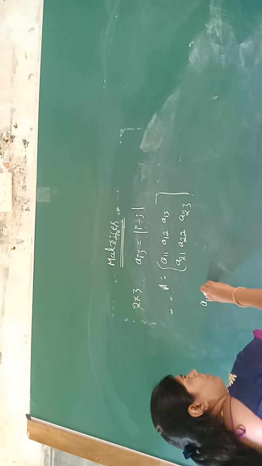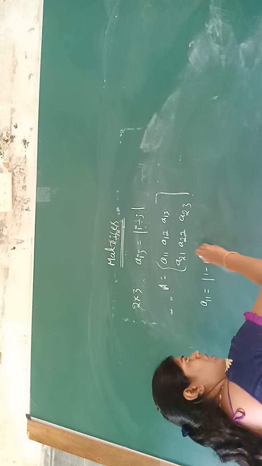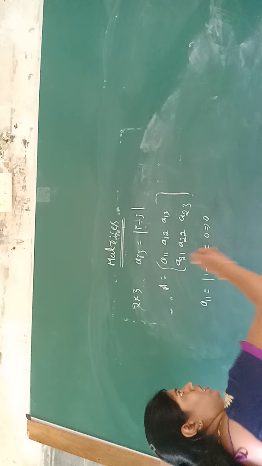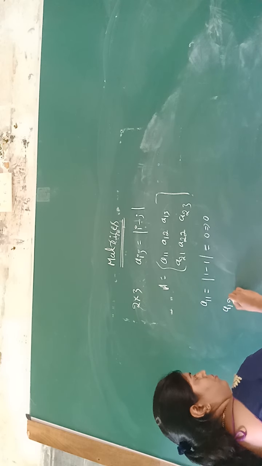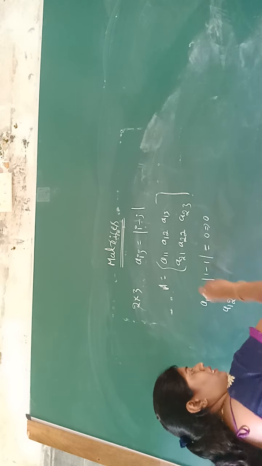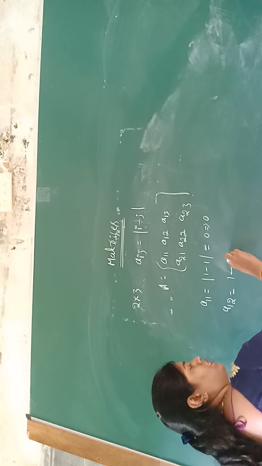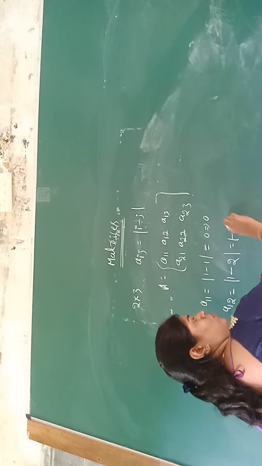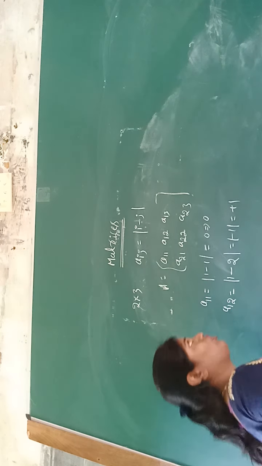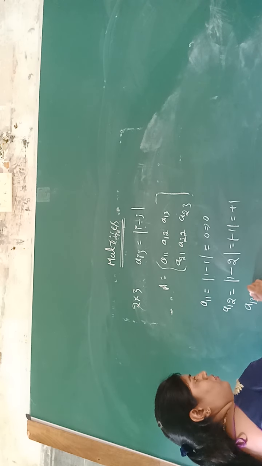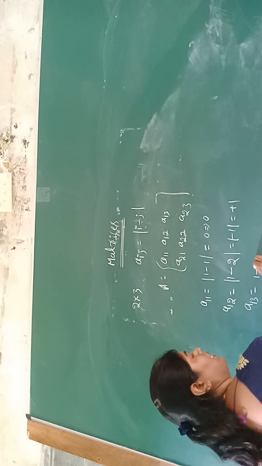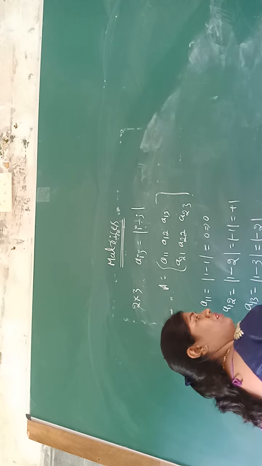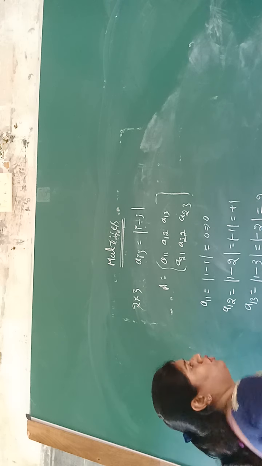So what is A11? Modulus of 1 minus 1 is 0. Next A12. I value is 1, j value is 2. 1 minus 2 is equal to minus 1, so modulus of minus 1 is plus 1. Next A13. I is 1, j is 3. 1 minus 3 is equal to minus 2. Modulus of minus 2 is equal to 2.